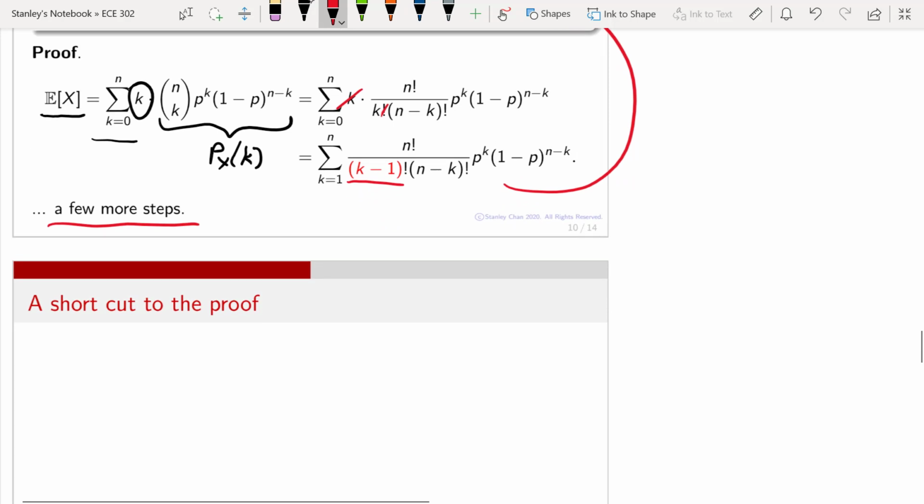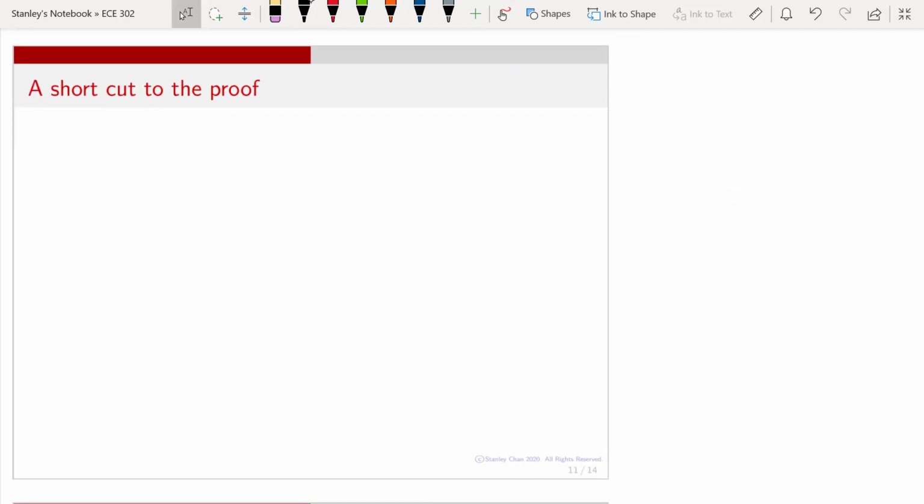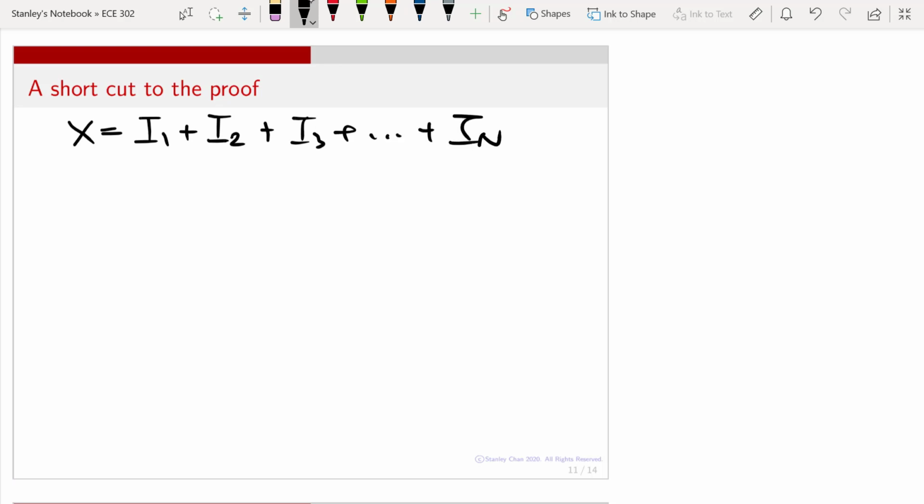Now, what I want to do is not to go over the details of those derivations, because those would be straightforward. It's just a little bit tedious. I want to show you an alternative proof to get the expectation and also the variance. The alternative proof is based on the fact that X is the sum of individual Bernoulli random variables. And so you will have X equals I1 plus I2 plus etc. all the way to In.